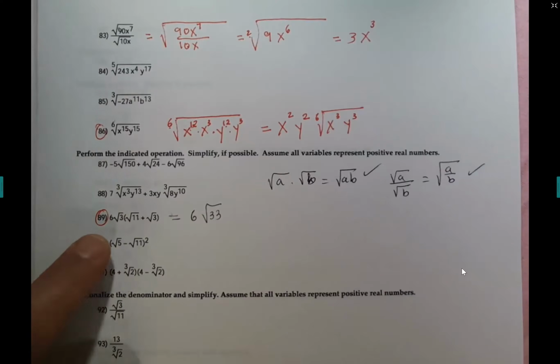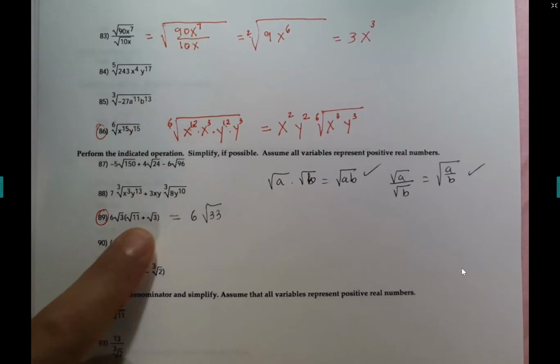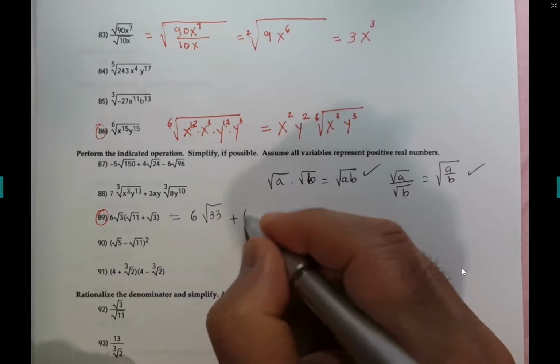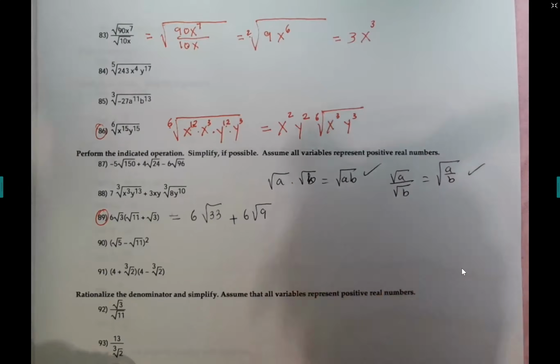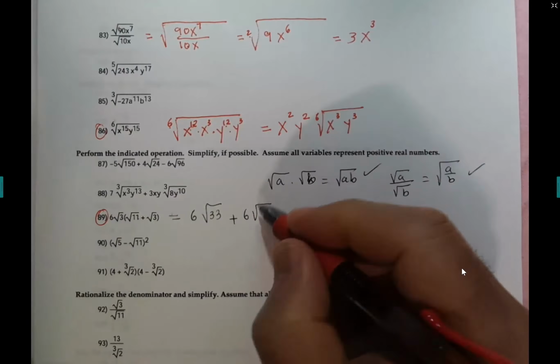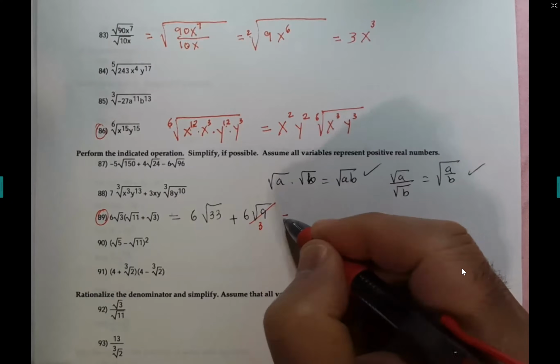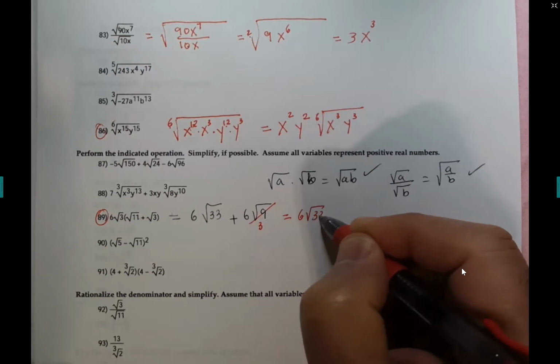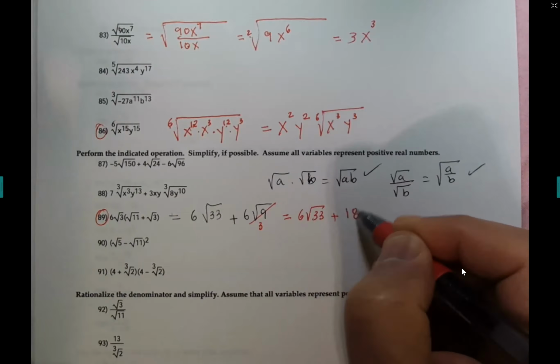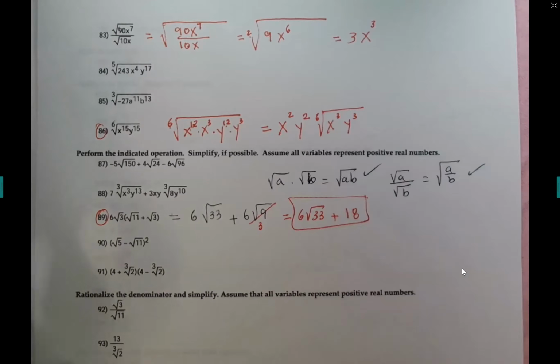Now, 6 square root of 3 times square root of 3 will be 6 square root of 9. But we know what square root of 9 is. This is 3. So you'll get 6 square root of 33 plus 6 times 3 is 18. And there is no more you can do here. That's it.